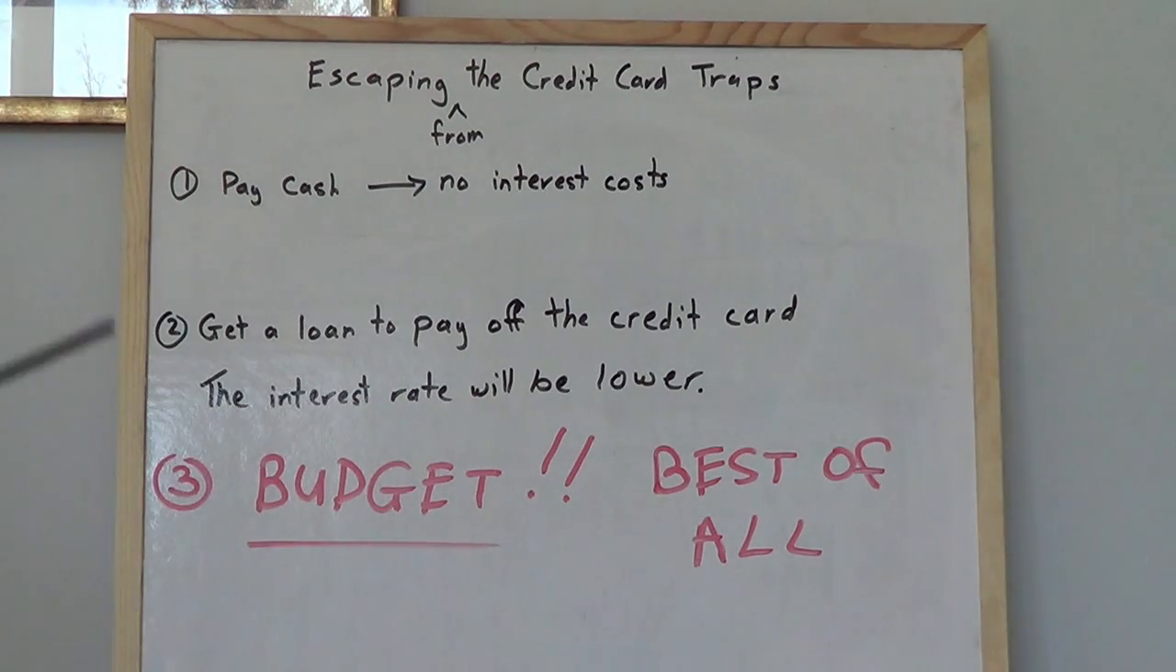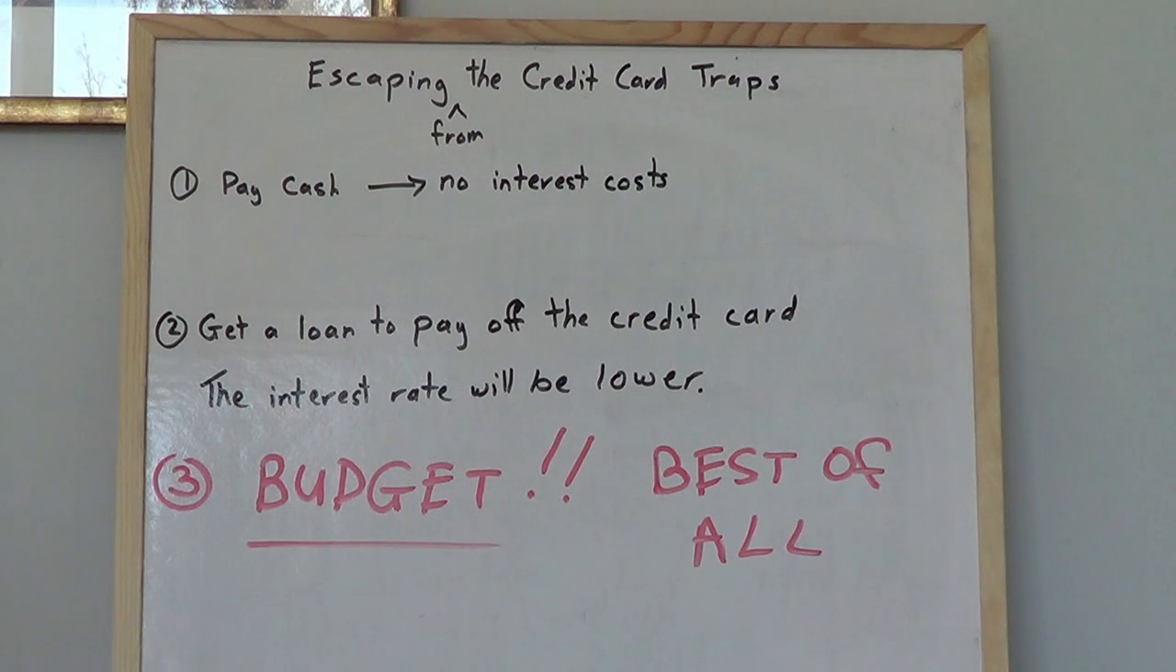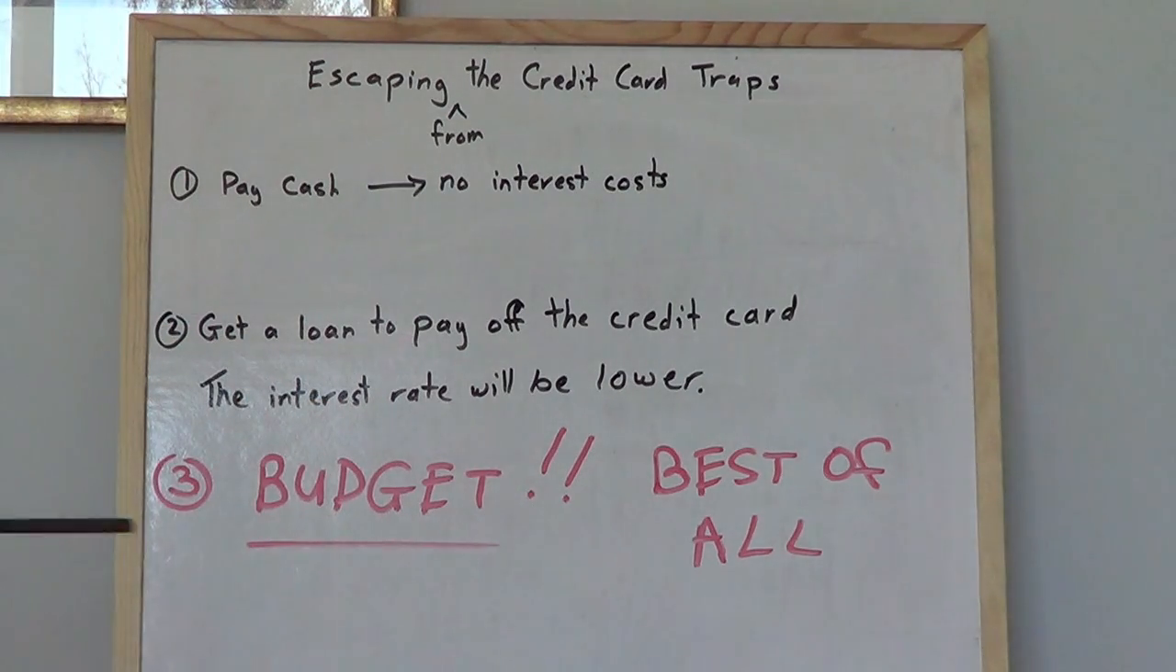Another way around it is to get a loan to pay off the credit card. The interest rate will be lower. I mean, you're paying about 26.8, close on 27%. So even if you've got a loan at 18%, you're ahead. You're not paying as much interest. Don't get a loan where the interest rate is higher than 26%, or even higher than 20. You should be able to get it lower than 20.